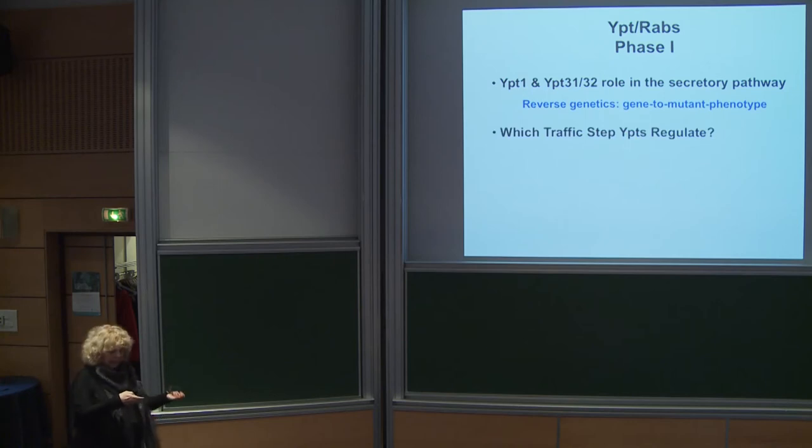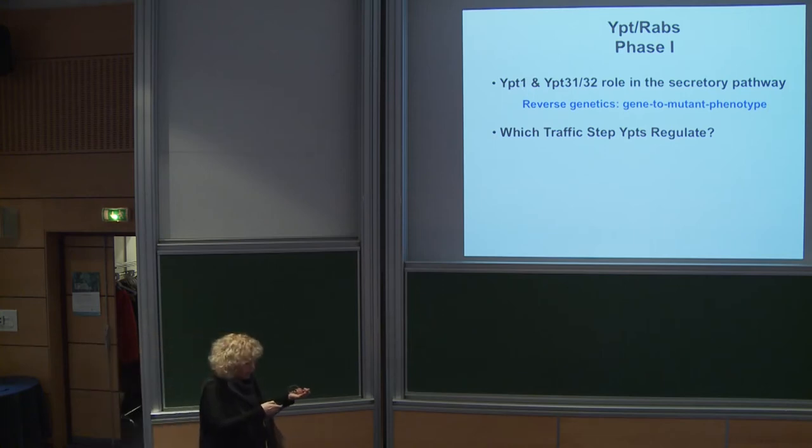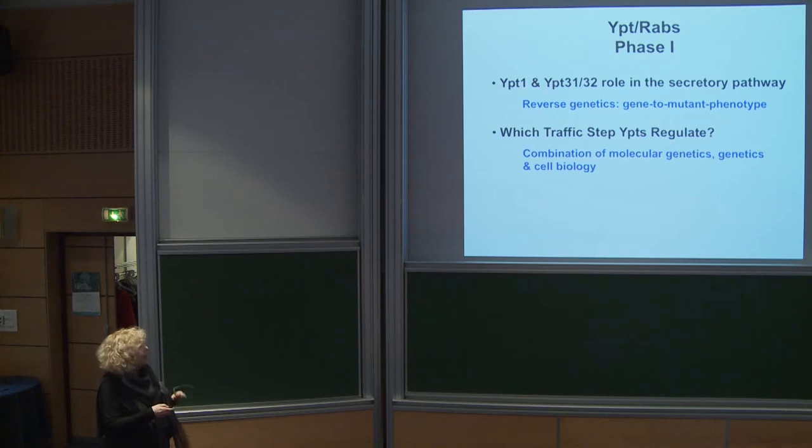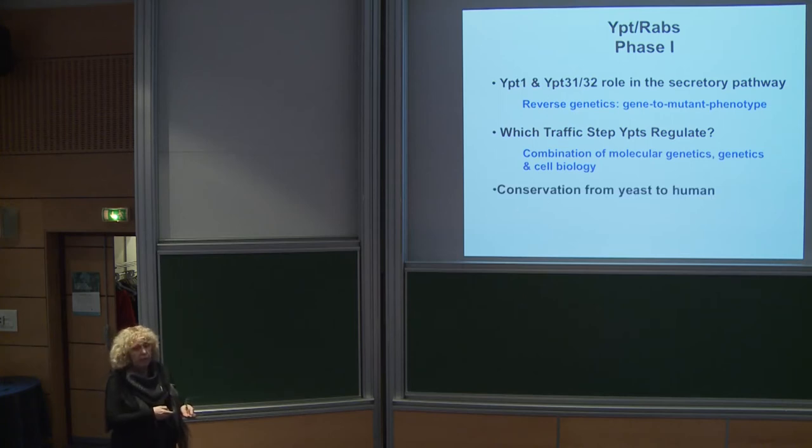So the next thing was to see in which transport step. First we knew that it was a huge thing to see that they are not at the plasma membrane. No, they are not in signal transduction per se, but they are in trafficking. And then we wanted to know which transport step they regulate, because by now we know that there is more than one. And here again, a combination of molecular genetics and cell biology. And the last thing in phase one, we already knew that it's conserved from yeast to humans, the RAB1 and YPT1, also by a combination of molecular genetics and cell biology.